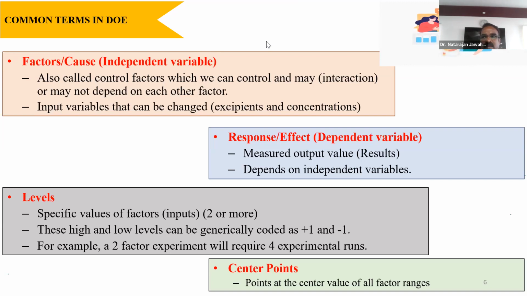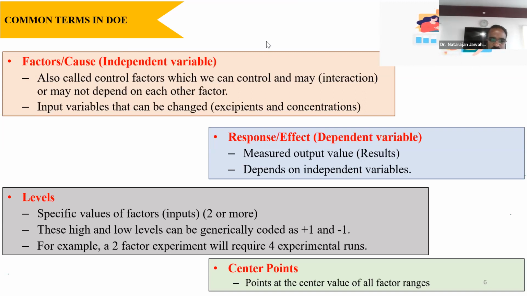Sometimes the binder and the lubricant increase the dissolution, which means there is an interaction. Sometimes the binder does not influence, or has no interaction with, the lubricant. If you change the binder concentration, some differences will be there, but there is no interaction with the lubricant. They are called input variables, which can be changed. That's what I told you, excipients and concentrations.